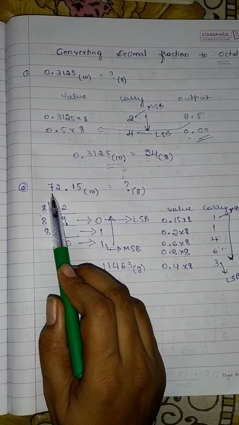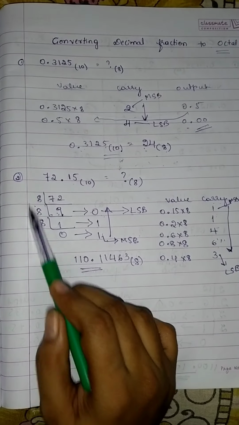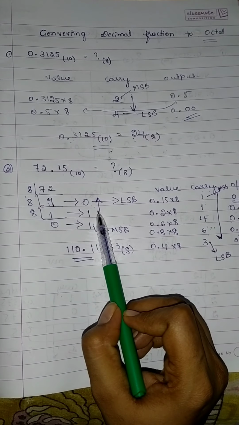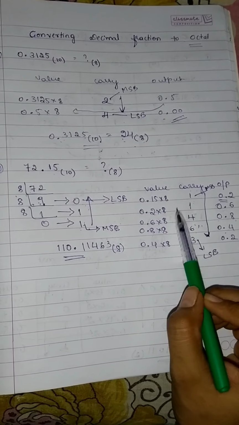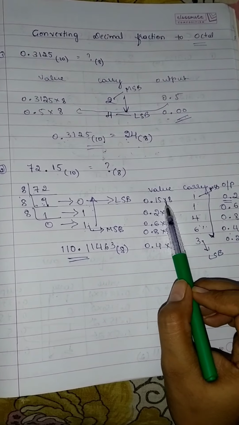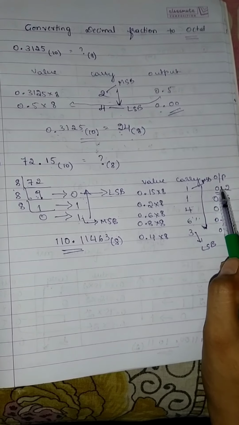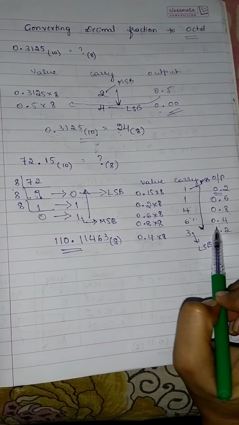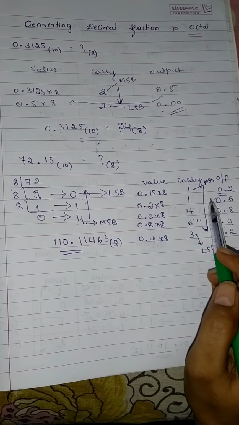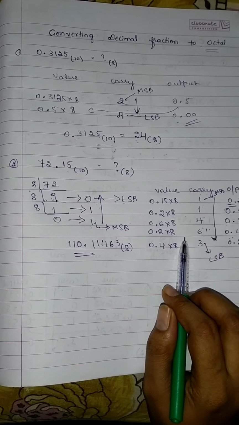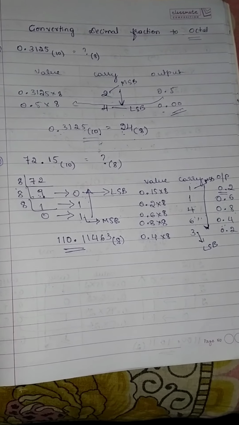This is how we convert any decimal fraction into octal. First we take the integral part and the fractional part. The integral part must be divided by 8, then we note the remainders from MSB to LSB, from bottom to top. Then we take the fractional part, which must be multiplied by 8, and we note the carry and output. We can calculate until we get the output 0.0, or else we can go up to 4 or 5 steps. That is enough for the calculation. So this is regarding the conversion of a decimal fraction into octal. Thank you.